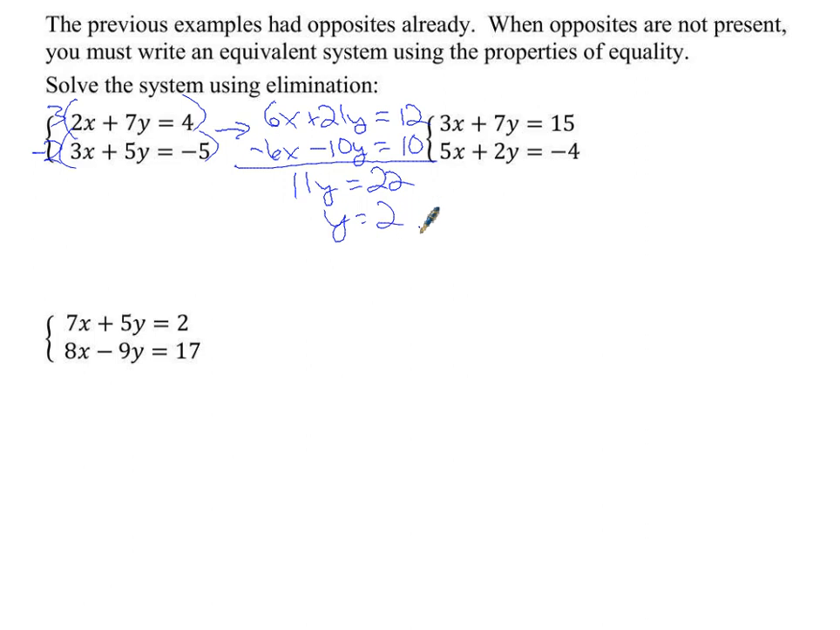So a little bit of extra work there, but elimination is definitely still better than substitution. Now that we have y equals 2, we have to go back to an original equation. Just pick one of the original ones. I like the top one in this case. So I'm going to write 2x plus 7(2) equals 4, and then just solve for x. 2x plus 14 equals 4. Subtract 14 from both sides. 2x equals negative 10. Divide both sides by 2, and x equals negative 5. So then my answer is the ordered pair (negative 5, positive 2).